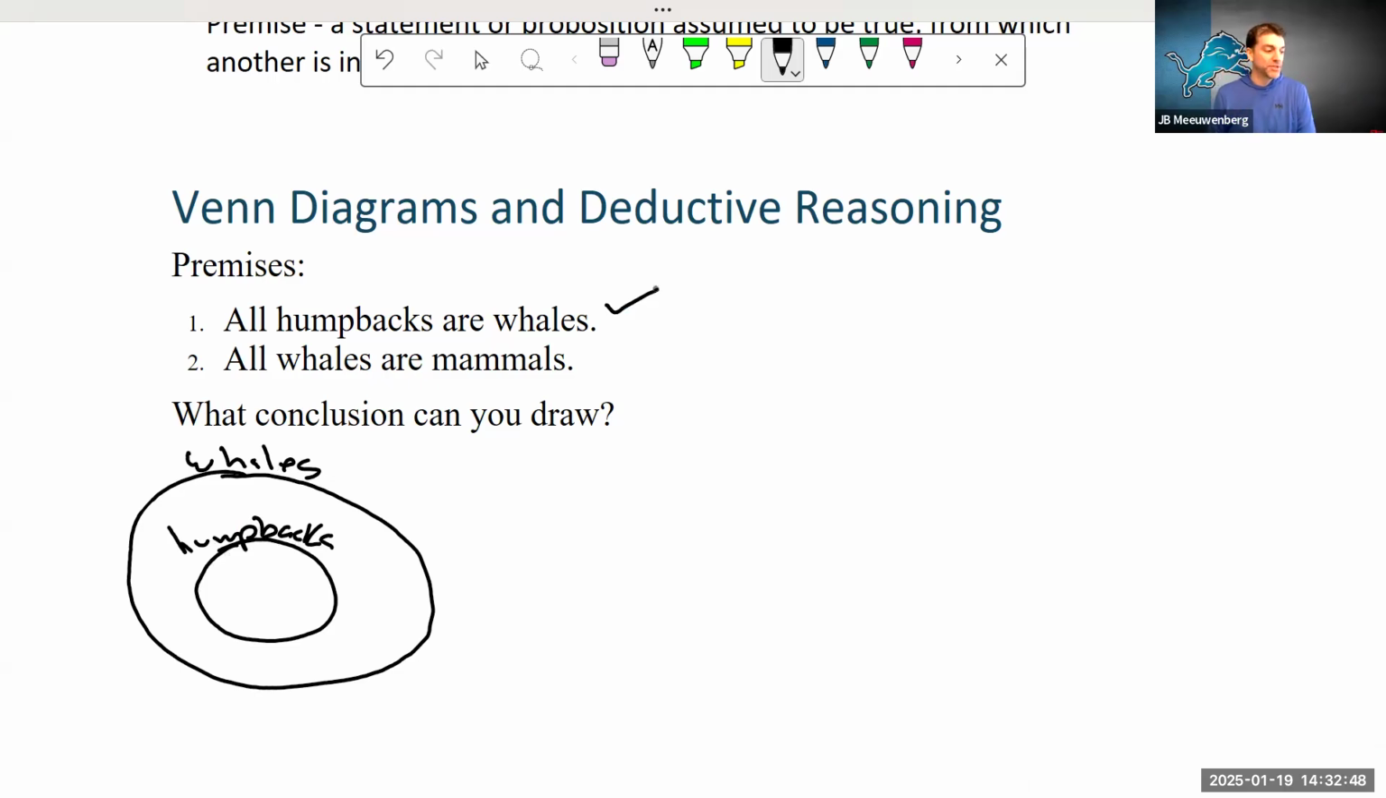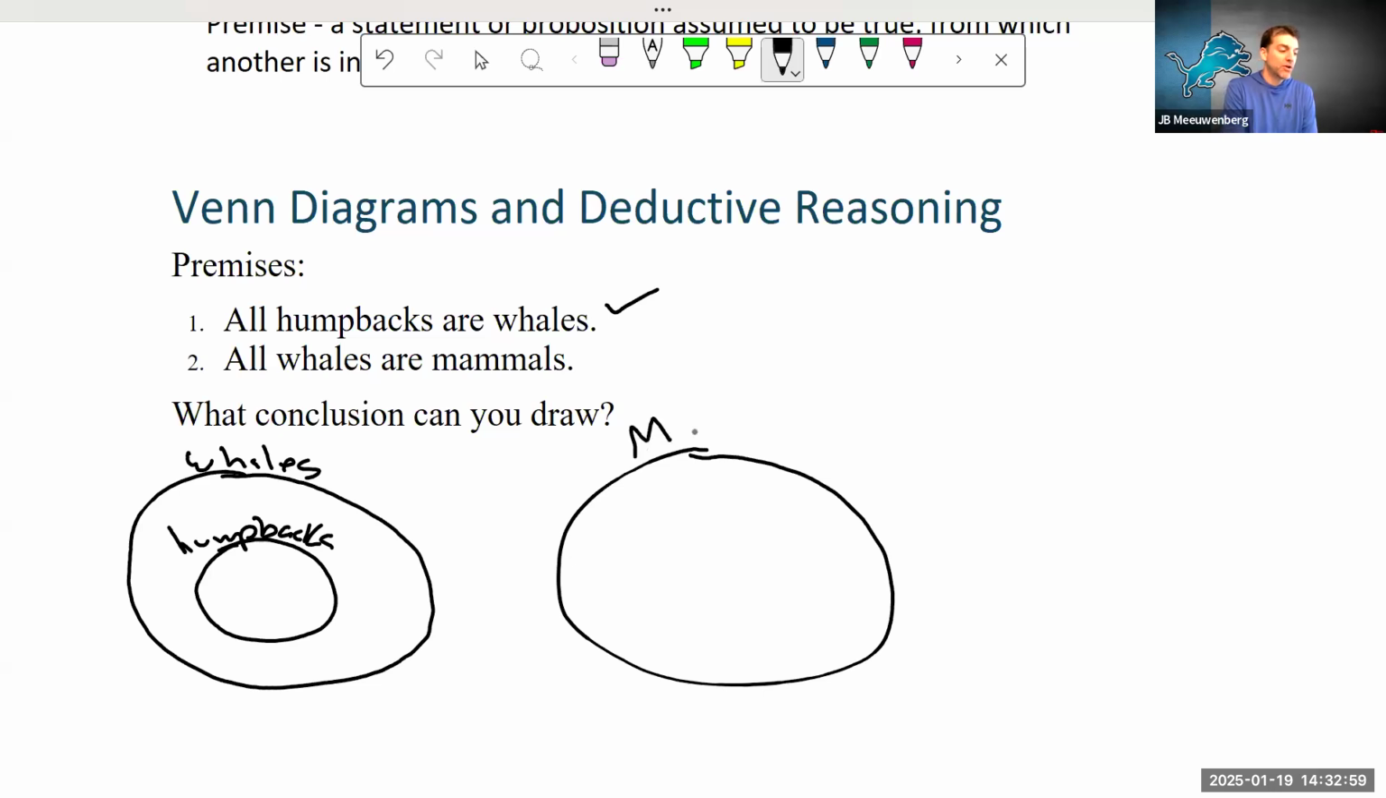All humpbacks are whales. Well, now I'm going to look at the second premise. All whales are mammals. Okay, so if here are all my mammals, whales are a subset of mammals. Every single whale is a mammal. There are other mammals that exist that are not whales, but every single whale is a mammal. So that's our second premise.